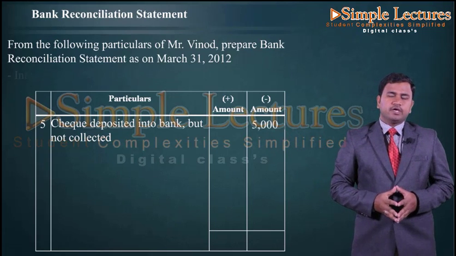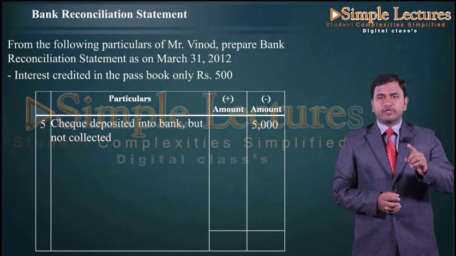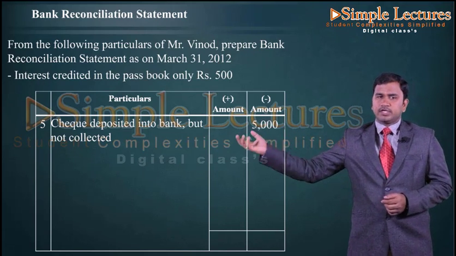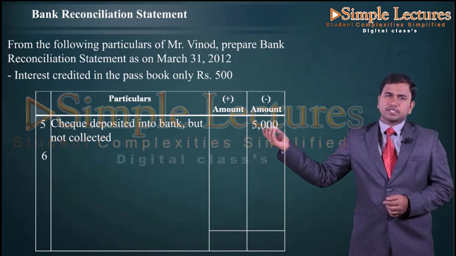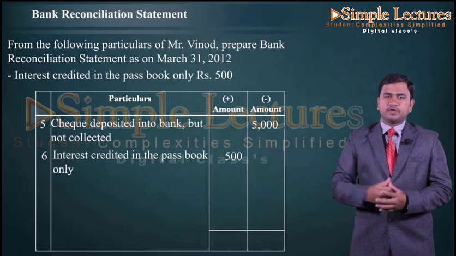Then we have interest credited in passbook only, 500. So 500 has been added to the passbook which was not added in the cash book. So again serial number 6, interest credited in passbook only, in the positive amount column 500.